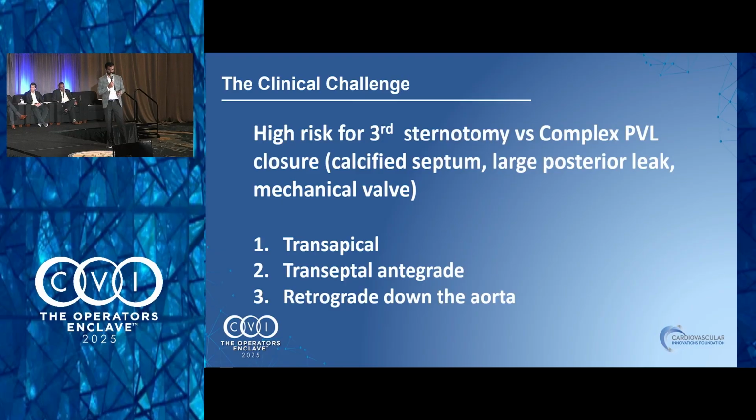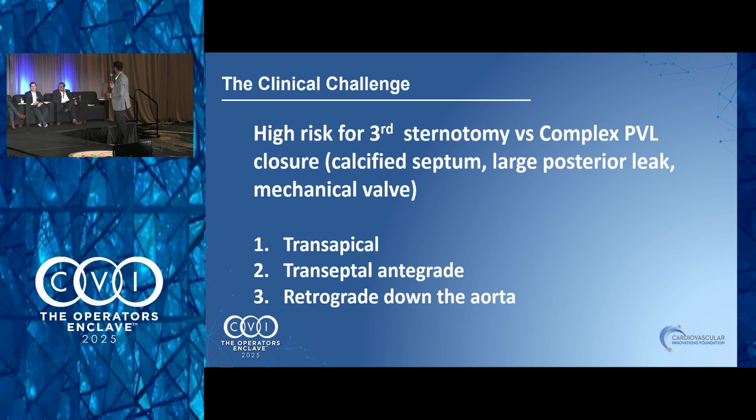So, a couple of options: transapical, you go transeptal antegrade, or you try retrograde down the aorta and see if you get lucky. So maybe I'll stop here and see what you guys would. How would you approach this? Process, how would you do this?